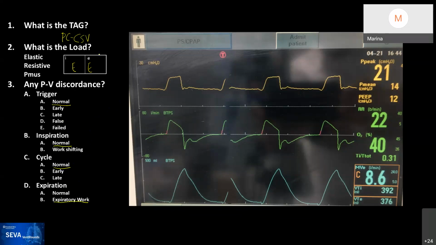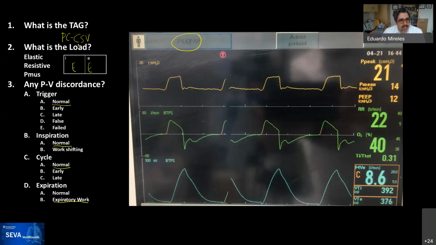Okay, excellent, Marina. So let's go through it together. Indeed, you're absolutely right. This is pressure control, meaning we're controlling the pressure during the breath. So you're excellent right there. You can see obviously the tag, the name over here, and because you're a frequent user of this mode, you immediately can say it. But let's just do it for the sake of it.